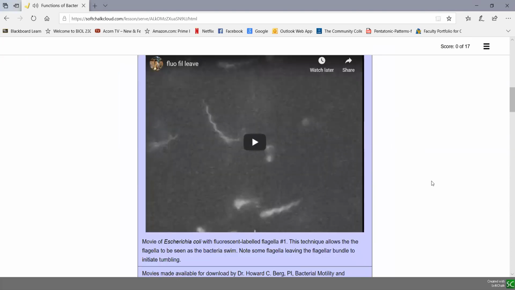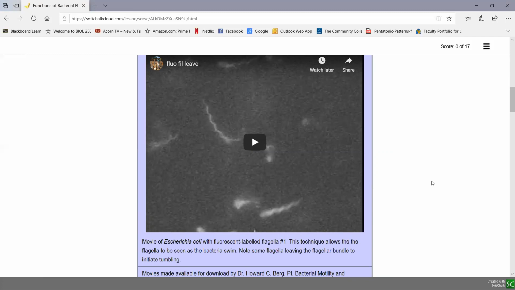Now in this series of movies here from Howard Berg's lab, some of the flagella have been labeled with a fluorescent compound so that they fluoresce when hit with a laser, and you can actually see the flagella now on these bacteria. But what this is going to illustrate, again, this is E.